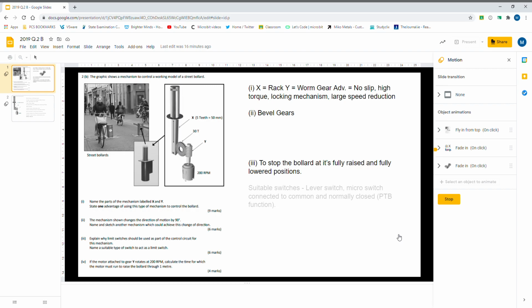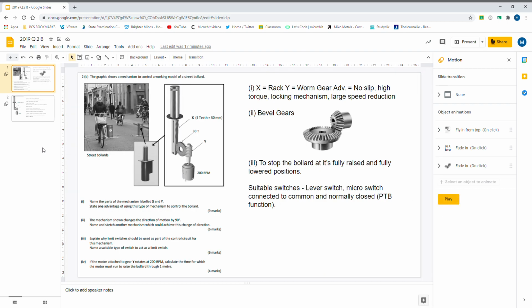And a suitable switch to name would be a lever switch, a micro switch, connected to the common and normally closed, so i.e. a push to break function. So you might be familiar with that circuit from your project, if you're doing the bridge project this year. And then there's our bevel gears. So next slide then is the hard part.